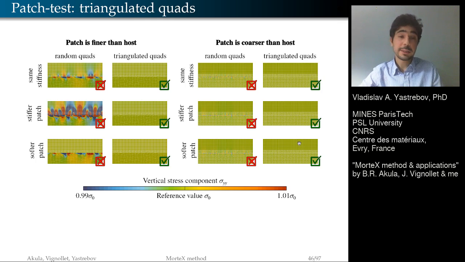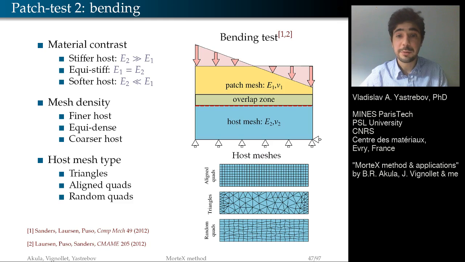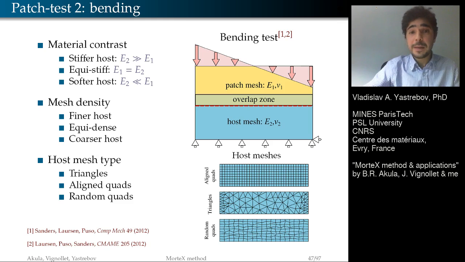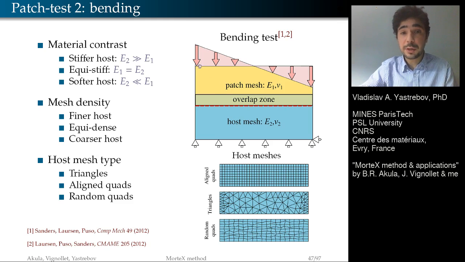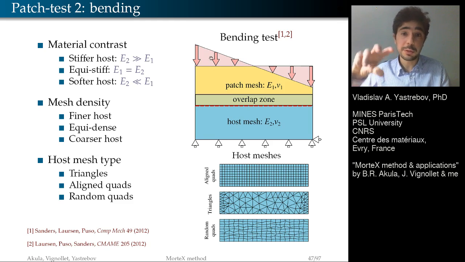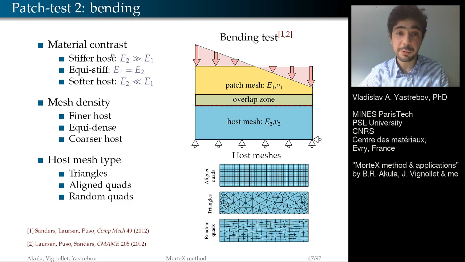However, this test is not very demanding. There's a more demanding test which was considered by Sanders, Lawson, and Puso in their paper. Here we will try to transmit a linear distribution of axial stresses. It's a bend, and we transmit a torque through the interface, and we'd like to recover the same linear distribution of stresses in the interface. The same setup, the same parameters: material contrast, mesh density contrast, and different types of mesh for the host.